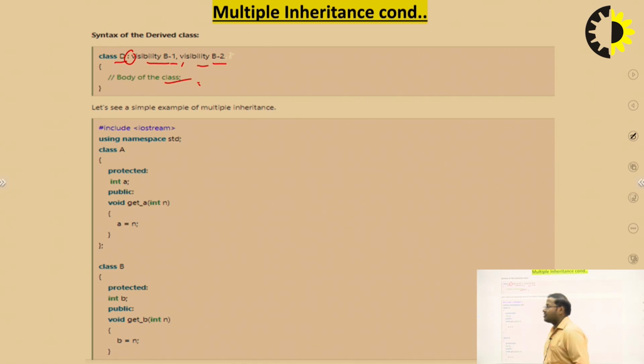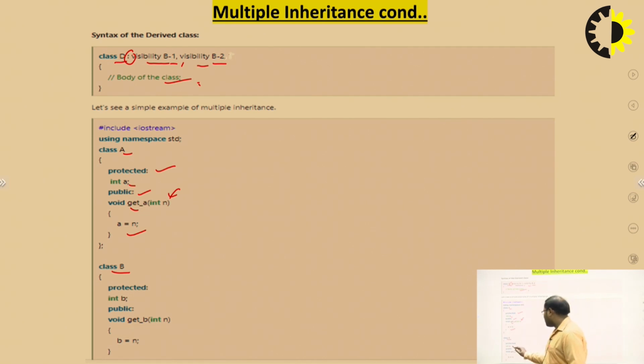Here I have taken one more program to show an example of multiple inheritance. Here I have taken a class with the name A. In the protected field I have taken a variable of type integer. In the public field I have taken a method in which a parameter of integer type is passed, and in the method I am assigning a equal to n. Now class B.